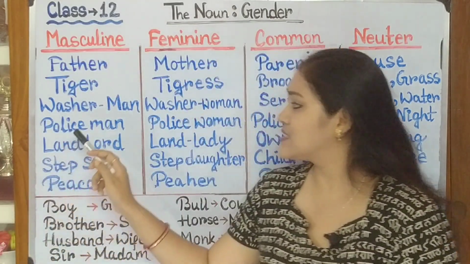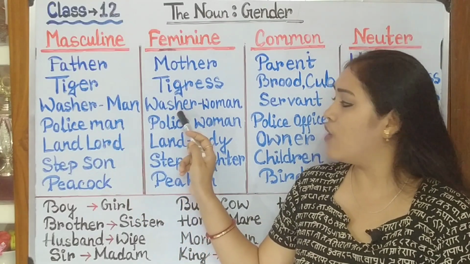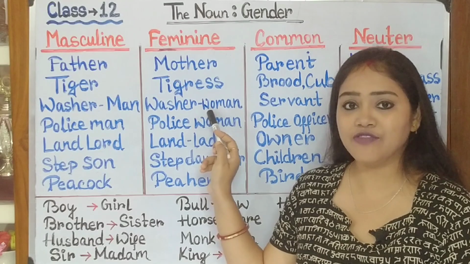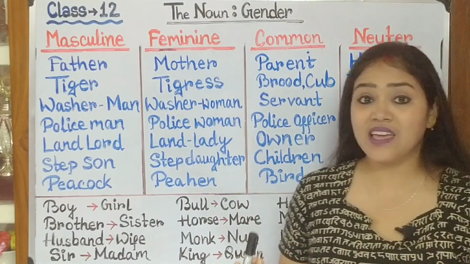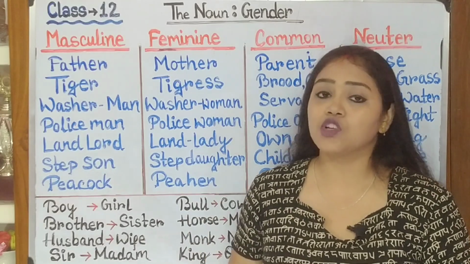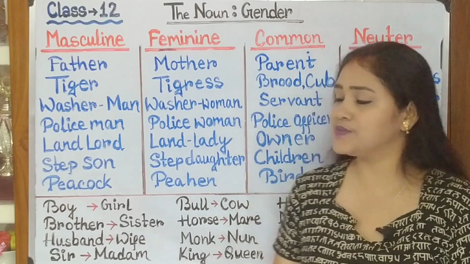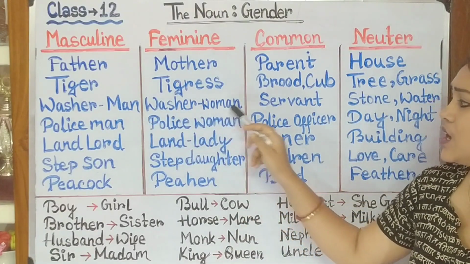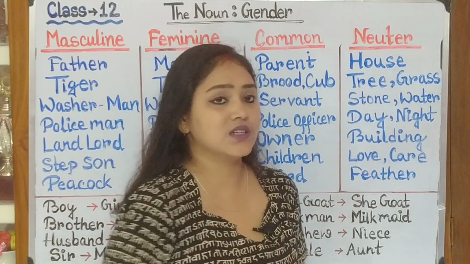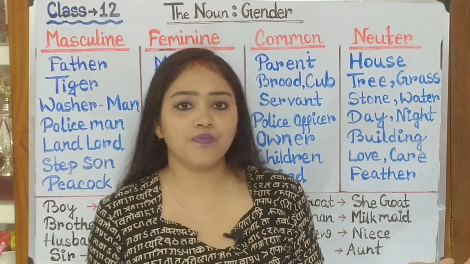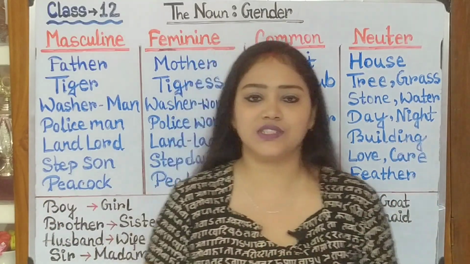Clear? Next comes washerman. It will become washerwoman in feminine gender. And in common gender we can say servant. Okay. So servant means both man and woman, right? And in neuter gender, stone, water. So these are all lifeless things, right? So these are of neuter gender.